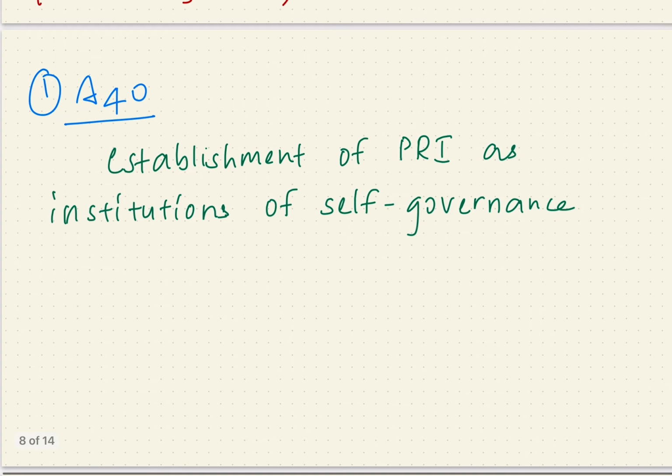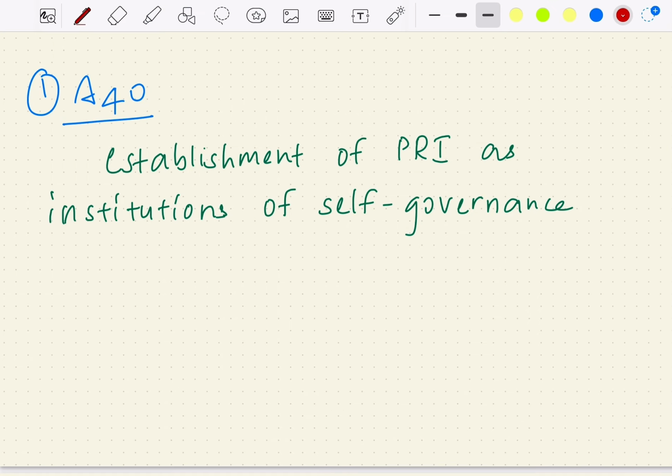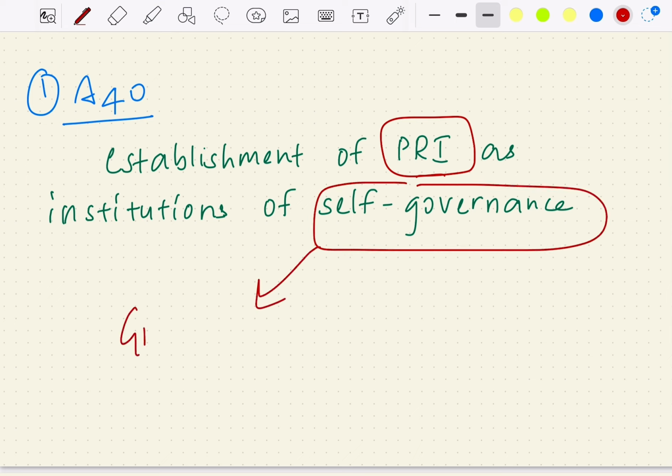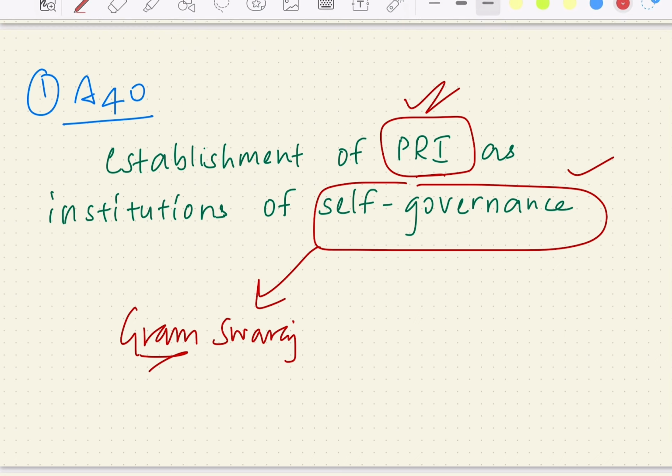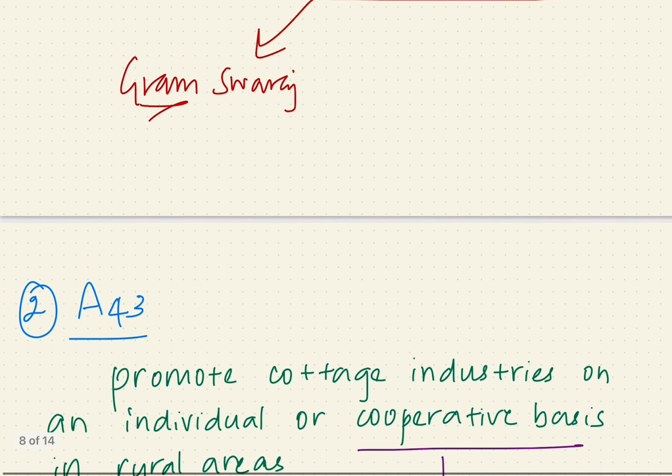Firstly, we have Article 40. What is Article 40 speaking about? Article 40 tells about the establishment of Panchayat Raj institutions as institutions of self-governance. That is Gandhi's idea, right? Gandhi wanted to have Gram Swaraj. Swaraj is independence, Gram is villages. He wanted to make villages independent in governance. For that purpose, the DPSP is also saying, let's establish the Panchayat Raj institutions as the institutions of self-governance. So this is about Article 40. This is about Gandhi's ideas, which the constitution makers have included in DPSP.